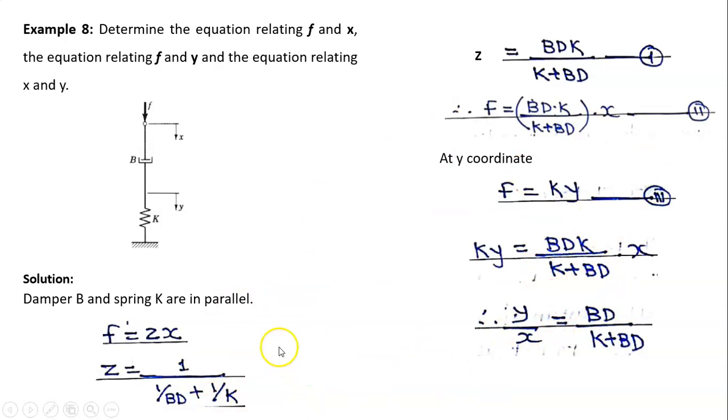Therefore, this completes our problems on grounded chain representation and the relation between F and X, F and Y, and X and Y. Please study it carefully. I have shown correctly each and every step, written here for your understanding. Okay, we will stop here.